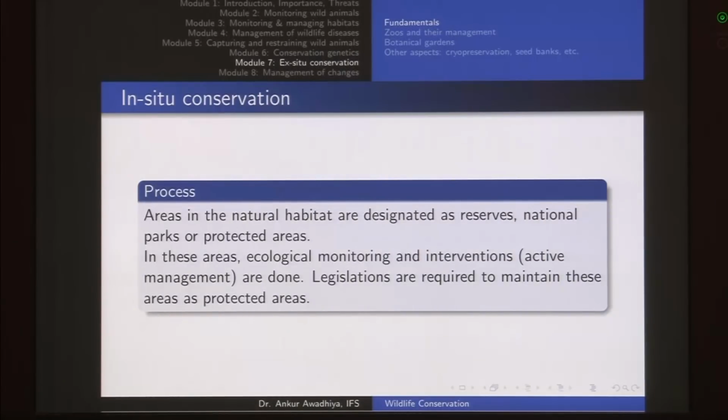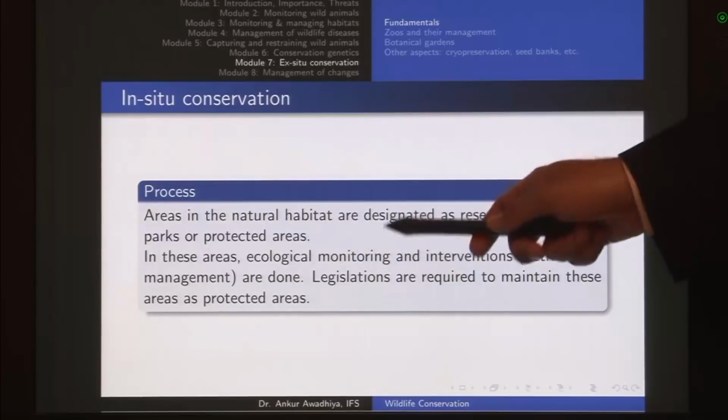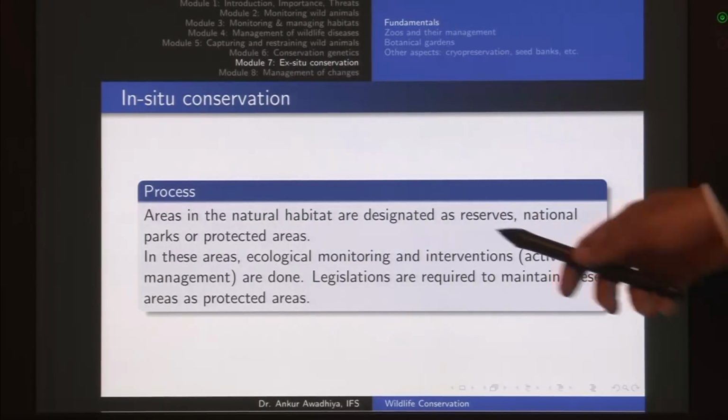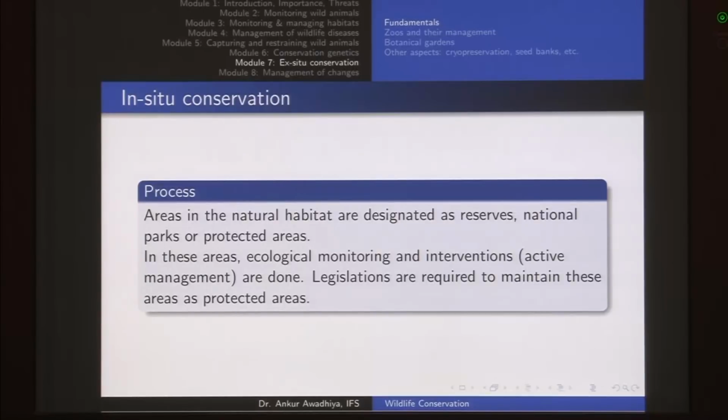So what we are doing here is that we select some areas in the natural habitat. So we will select some forested areas for instance, and then we will designate them as either a wildlife reserve, a national park, a protected area, a wildlife sanctuary, or by whatever name is common in the legislation of that particular country. In our case we normally talk about national parks and wildlife sanctuaries, and also these days we are talking about biosphere reserves. So all of these would form parts of the natural habitat. So these are all in-situ conservation.